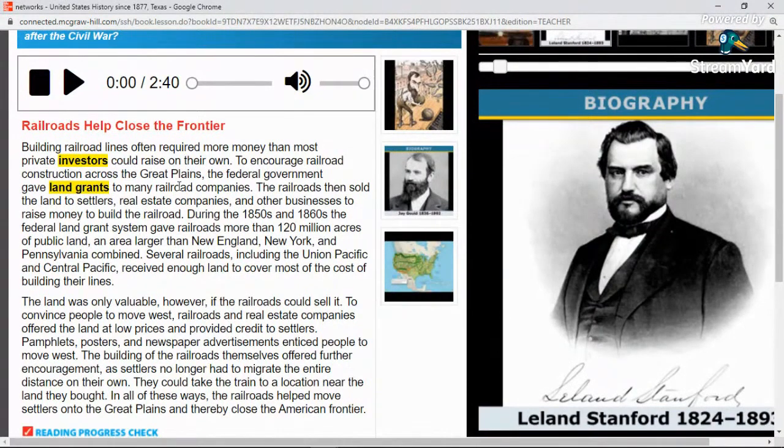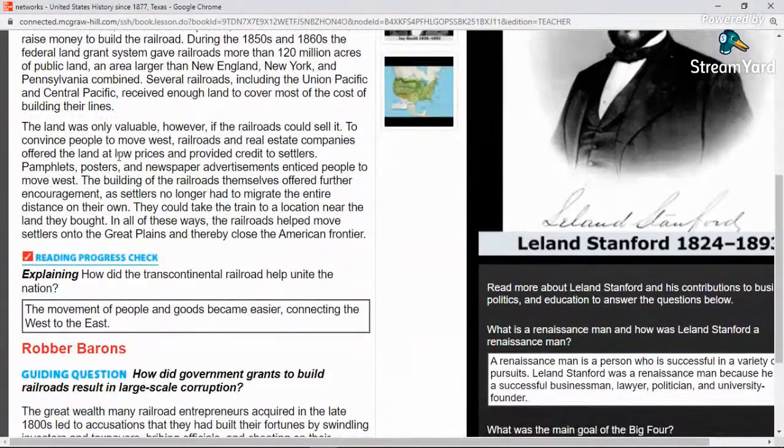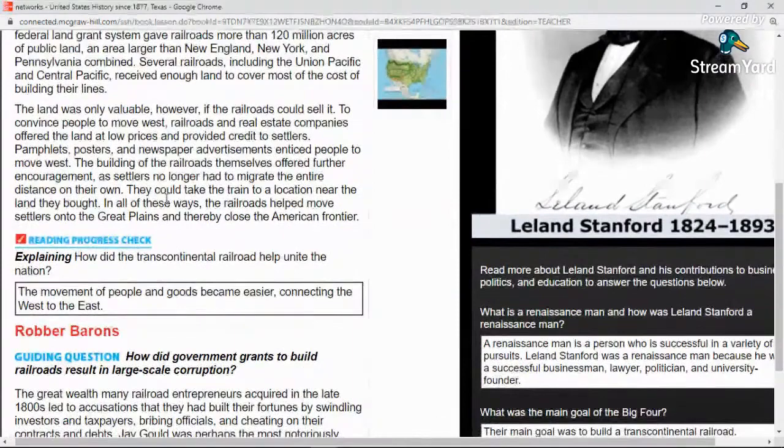So the government gave a whole lot of these land grants. And so just to be clear, the railroad would get permission from the government to have a piece of land, and then the railroad would sell this land to people, but then the profit that these people made would go straight back to the railroad. And so this land was valuable, and the railroads could sell it to convince people to move west. And this brought a whole lot of people over there.